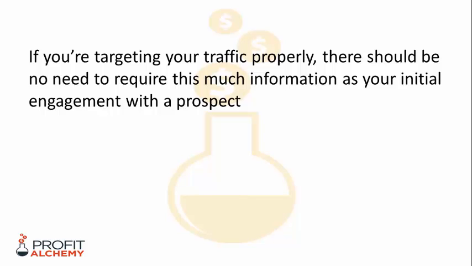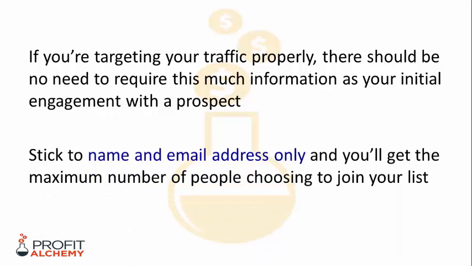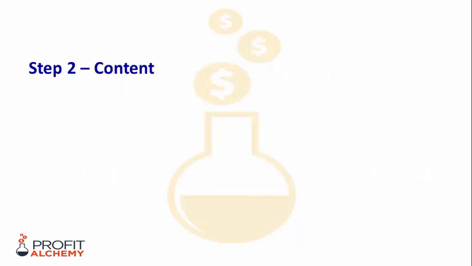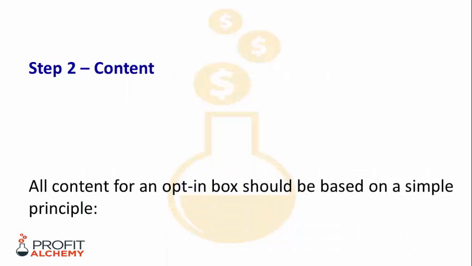Also, if you're targeting your traffic properly, you don't need to require this much information as your initial engagement with a prospect. As long as you target them properly, you'll know you're drawing the right people to opt in. So stick to name and email address only, and you'll get the maximum number of people choosing to join your list. Step 2 in the opt-in process is content.